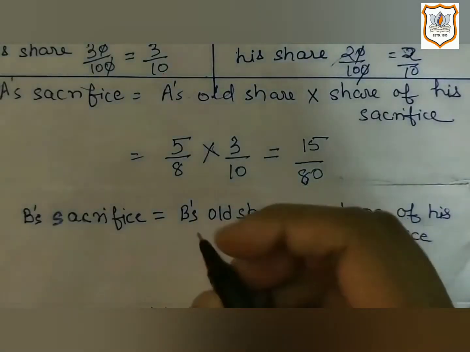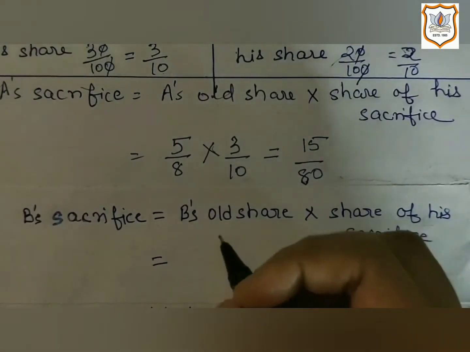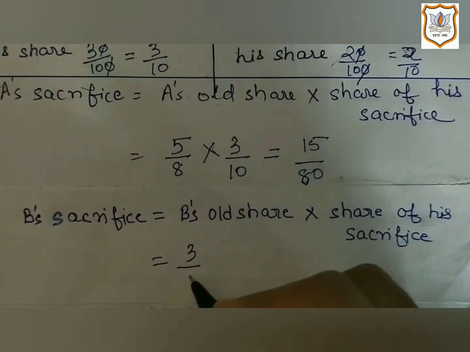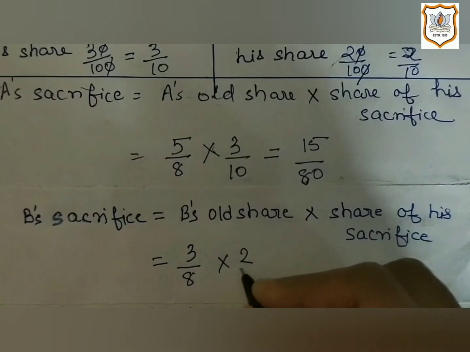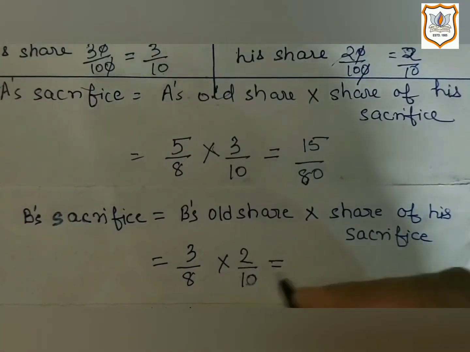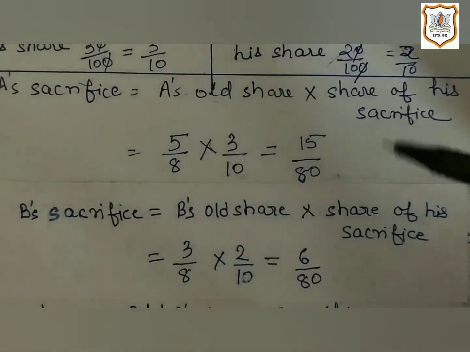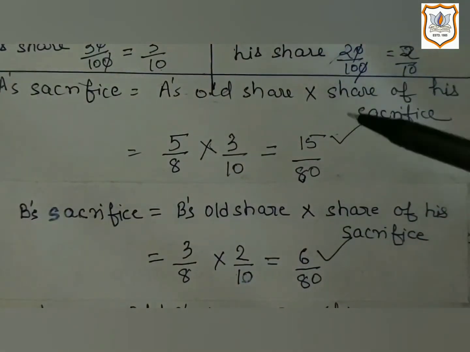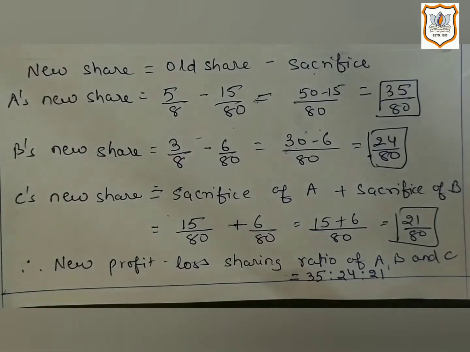Similarly, with the help of this formula, we will find out B's sacrifice. Here B's sacrifice is B's old share multiplied by share of his sacrifice. So here, according to old ratio, B's old share was 3/8 multiplied by share of his sacrifice, that is 2/10. So here we will get 6/80. So here sacrificing ratio of A and B is 15:6, or we can also say that 5:2.